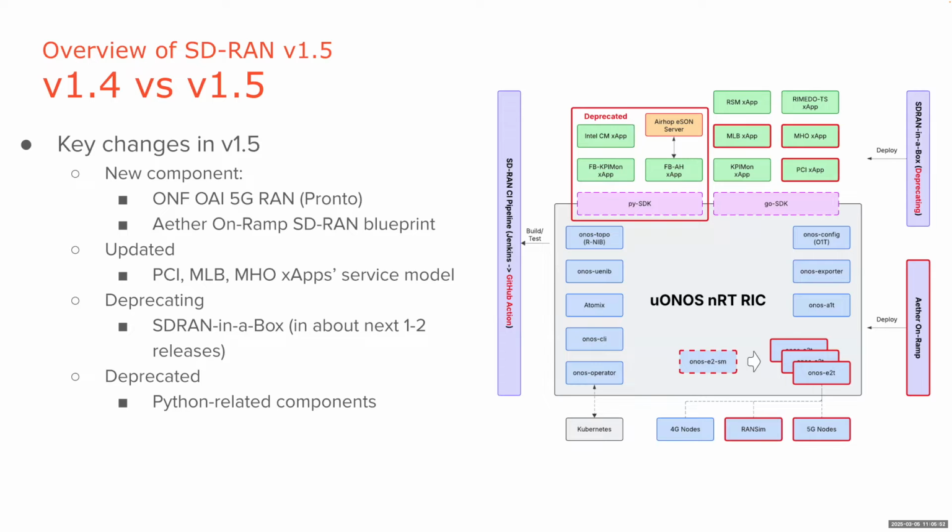And here in this Techinar, we would like to announce that SD-RAN in a box will be deprecated in about the next one or two releases. That means after one or two releases, Ether ONNET is the only tool to deploy SD-RAN components. During these one or two releases, we are really focusing on migrating SD-RAN in a box features into Ether ONNET. That is one of our major goals for the next one or two releases, and after that we will deprecate it.